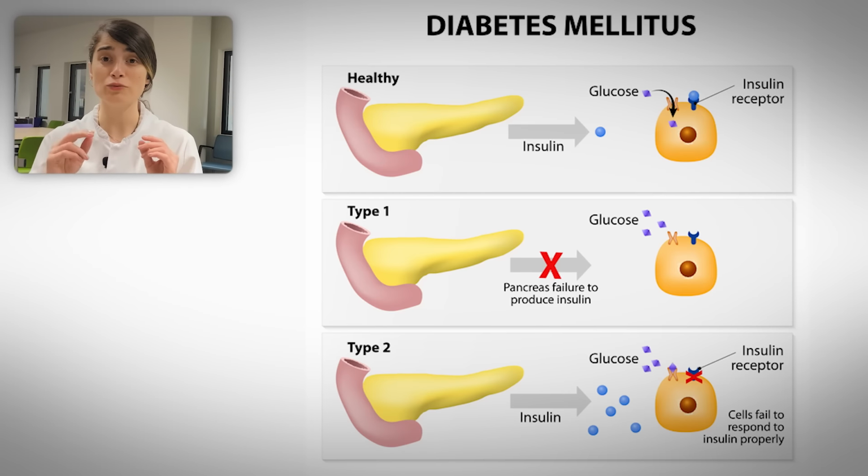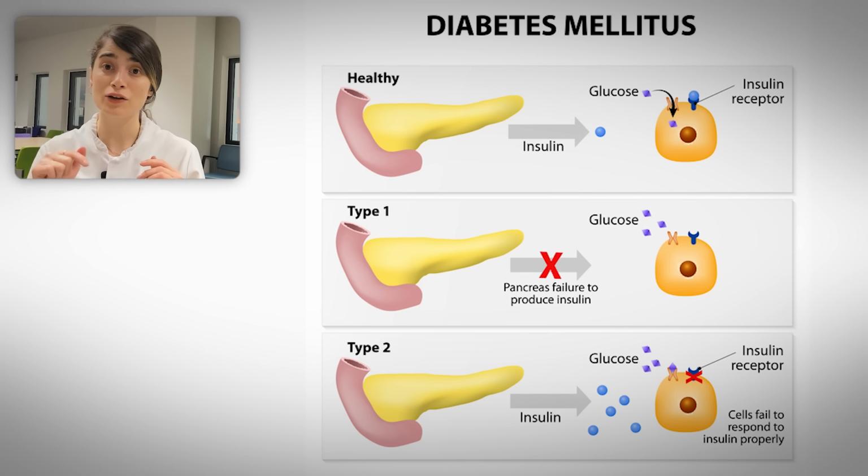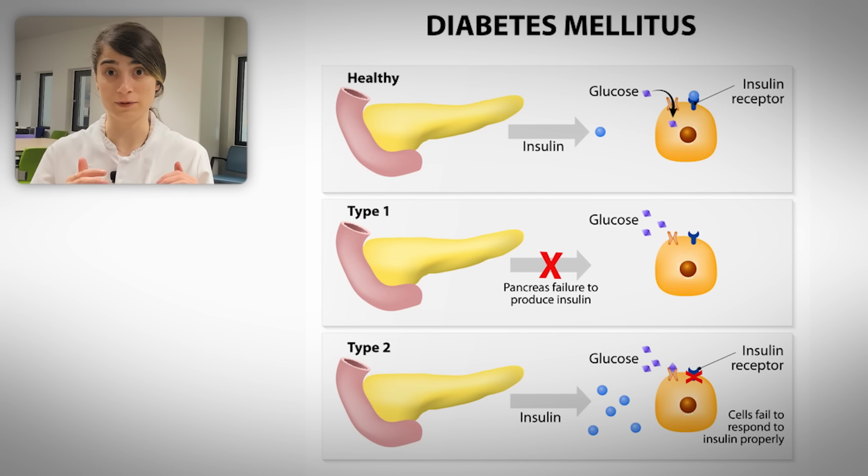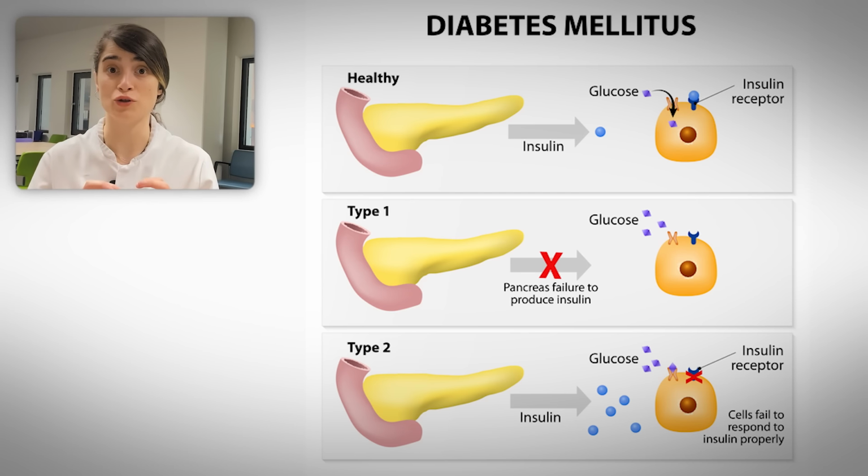But in type 2 diabetes, your body cannot use insulin effectively, although insulin is produced by the pancreas. And this is the most common type of diabetes. It usually develops over time and occurs in adults, but the age for this type of diabetes is also decreasing, and it is even seen in young adults.